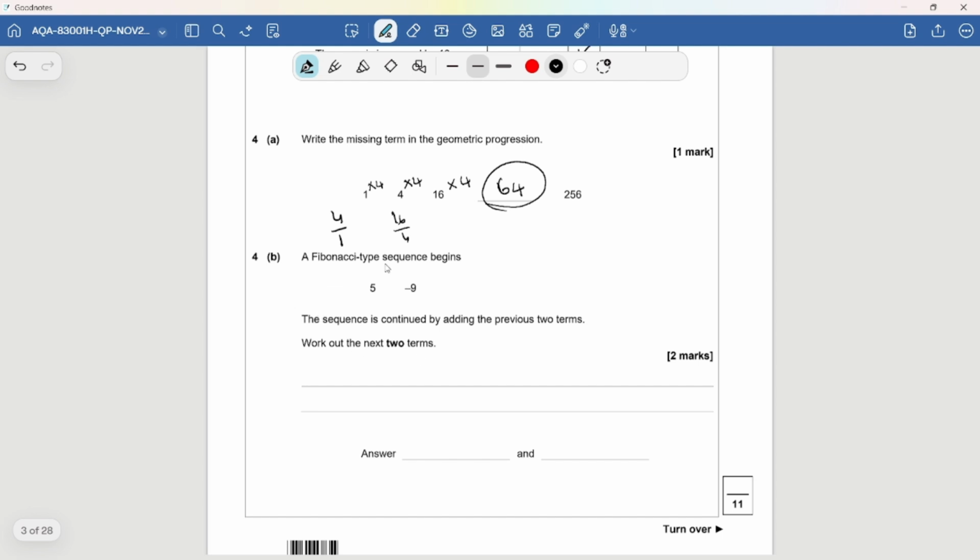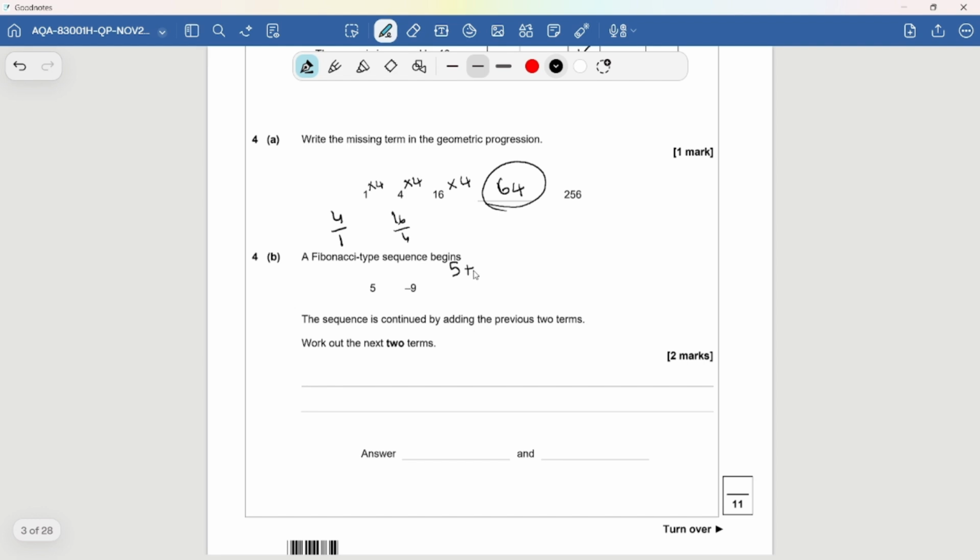A Fibonacci type sequence begins from 5 and then -9 and it goes on. The sequence is continued by adding the previous two terms. Work out the next two terms. So we have been given the first two terms of a Fibonacci type sequence. We have to figure out the next term. You get the next term by adding the previous two terms. So these two terms, if you add, you get the next term.